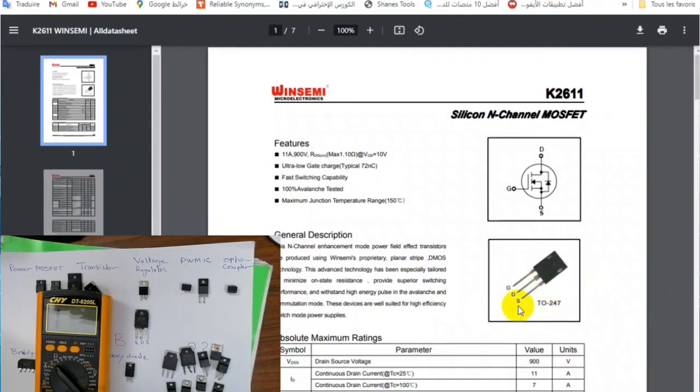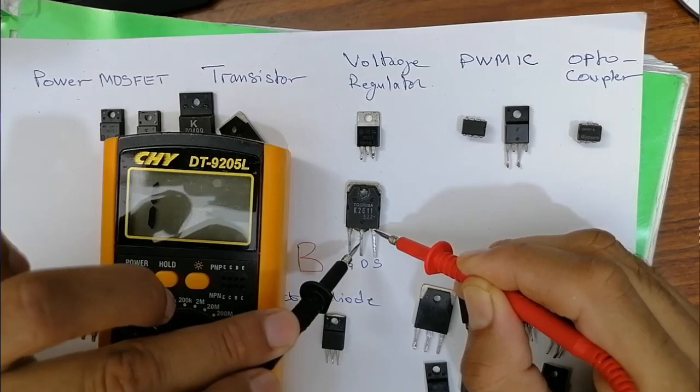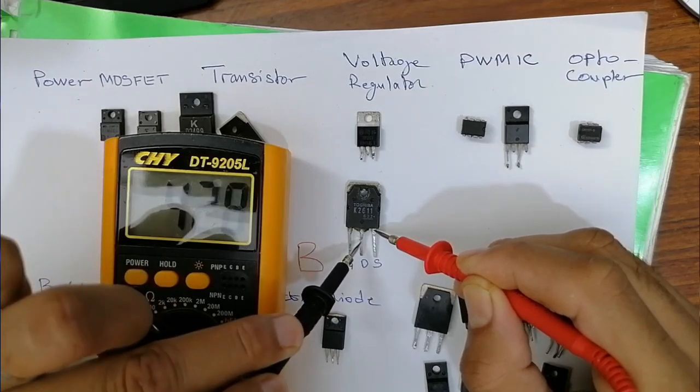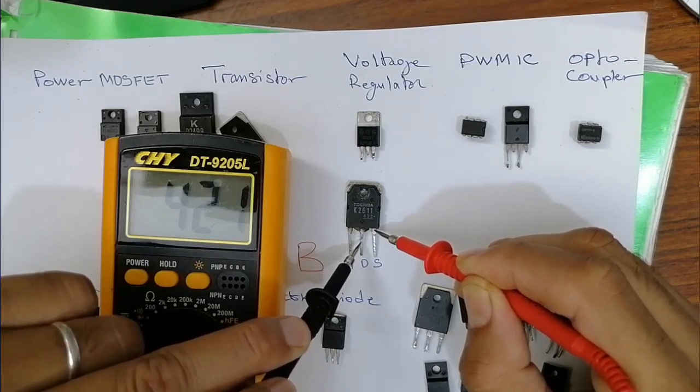We know that this MOSFET is an N-channel MOSFET. The diode, as you can see here, is between source and drain, with the anode connected to the source and the cathode connected to the drain. So I will find a reading when I put the red probe on the source and the black probe on the drain, because this is an N-channel MOSFET. I should get a reading of about 400, 500, 600. As you can see in the multimeter, I get the reading.